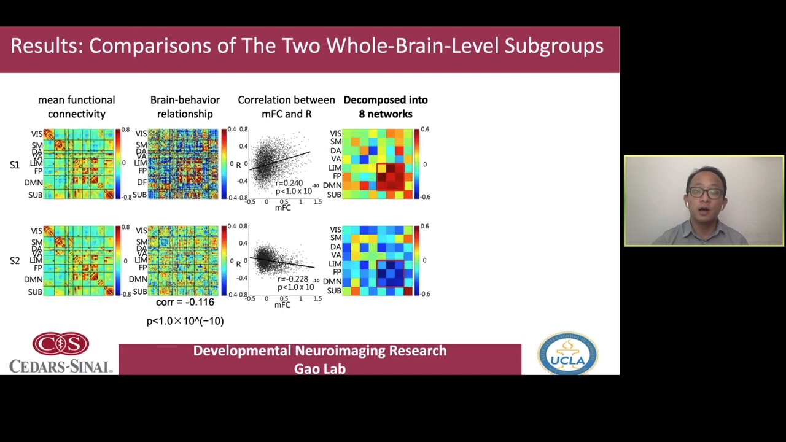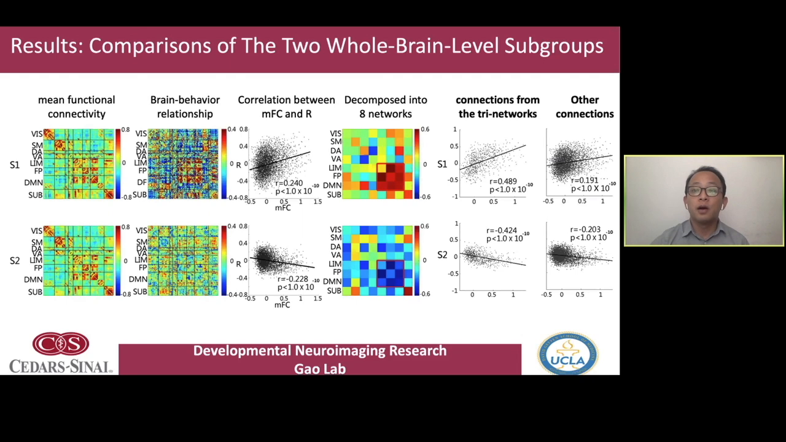If we decompose the whole brain connections into within and between networks, this positive correlation for S1 and negative correlation for S2 were also observed, especially 3 networks highlighted in the red box, including the default mode, frontoparietal control, and the limbic network. They showed the strongest positive correlation between the neonatal functional connectivity and the brain behavior relationship in S1, while the same 3 networks showed the weakest correlation in S2.